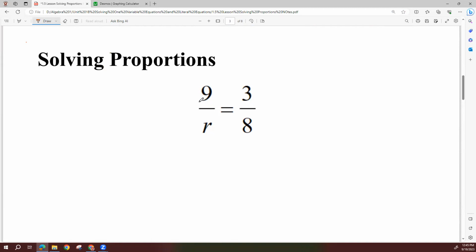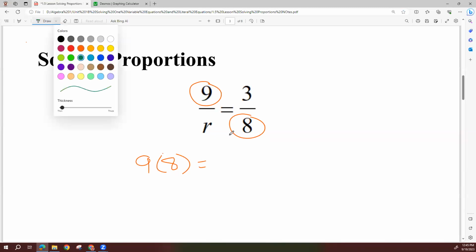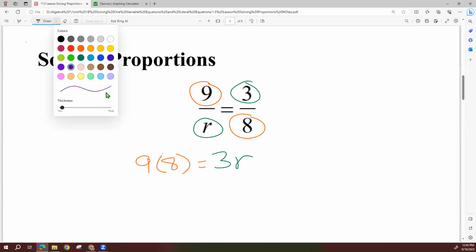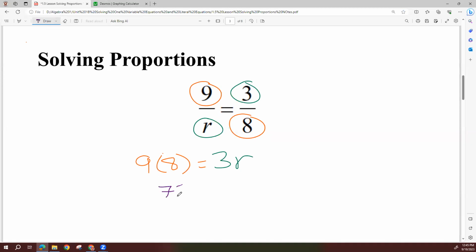Same idea here. I'm going to multiply the top of one fraction by the bottom of the other, so 9 times 8. I'm going to use parentheses to show my multiplying. Then I'll multiply the top of the other fraction by the bottom of the other one, so 3 times r. We can write those next to each other. And now I can solve. 9 times 8 is 72.